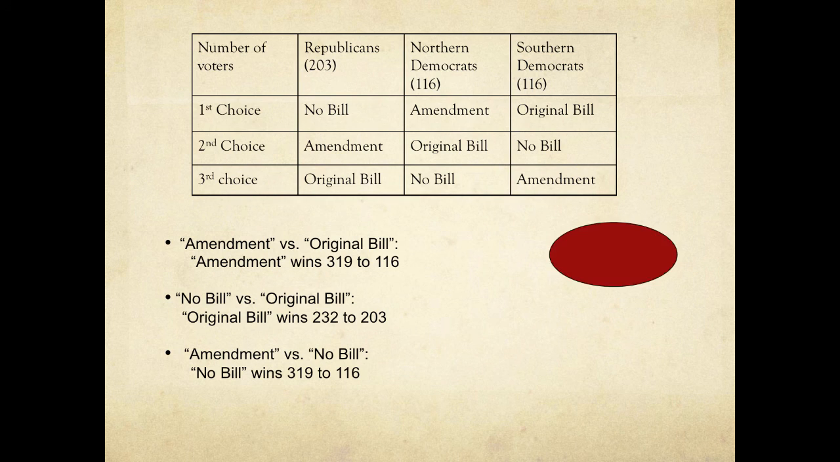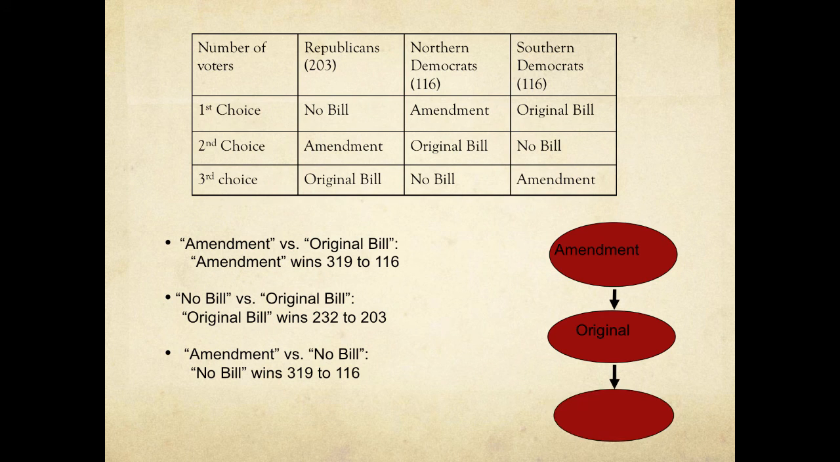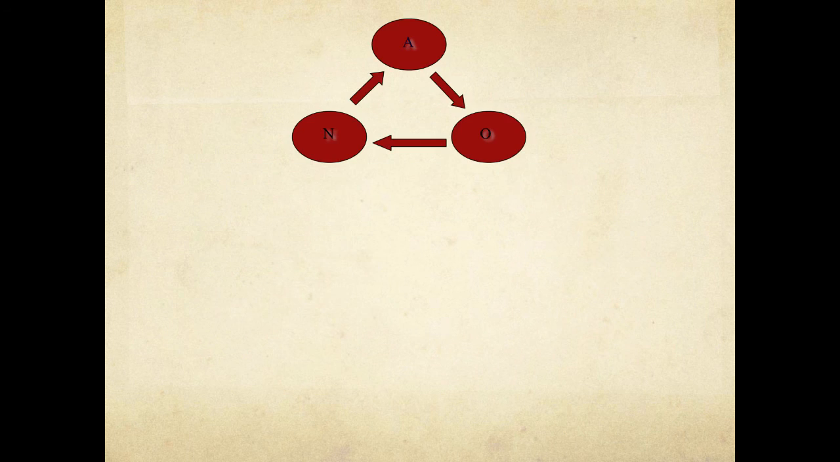And so looking at the whole entire group, we can now see if it's just a contest between amendment and original bill, amendment is preferred by the group over the original bill. Now the original bill is preferred over no bill by this group. But then if you compare no bill and the amendment, no bill is actually preferred to the amendment by this group. So it creates a situation where no bill seemed to be at the bottom of the preferences of the group, but then the group prefers no bill over the amendment. So it creates a sort of cycle in the preferences of this group.